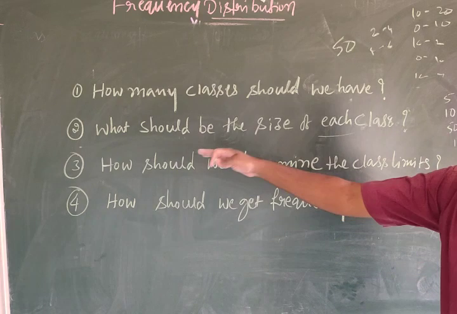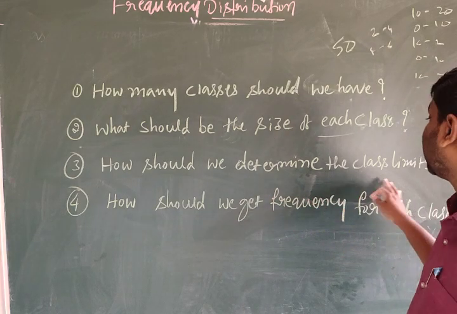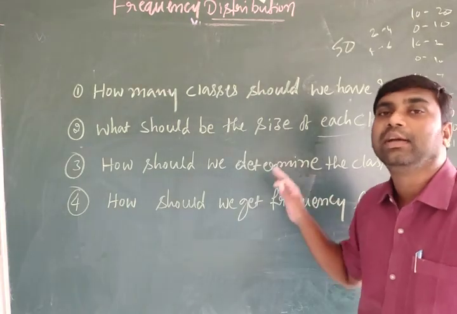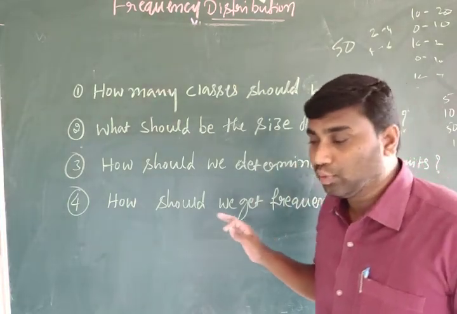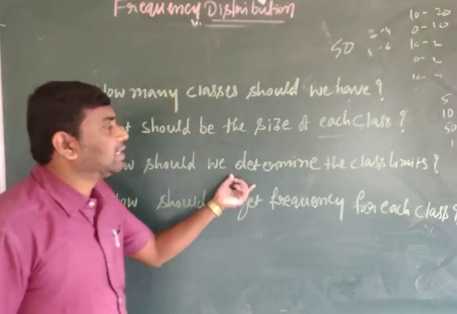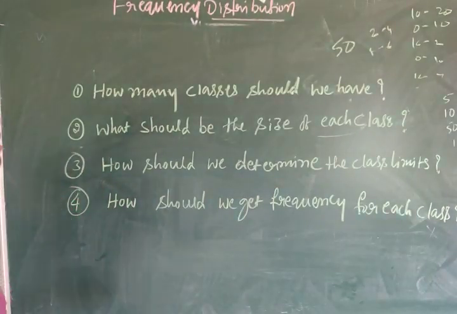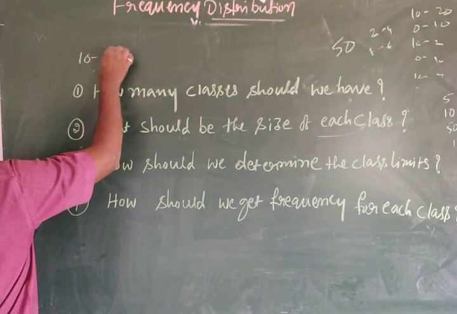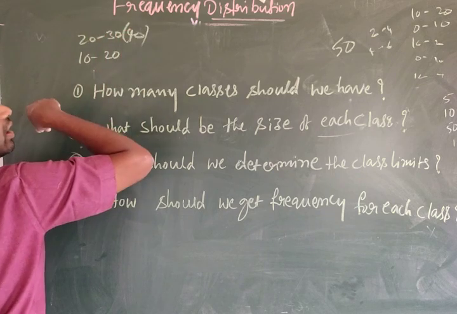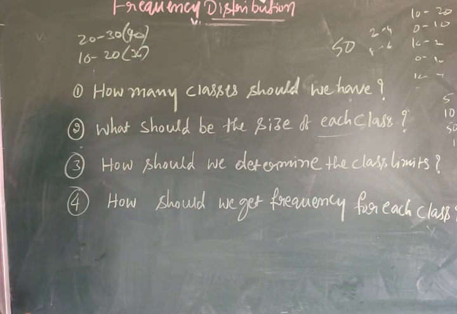Then the third important question: how should we determine the class limits? We have to identify the answer for this while preparing the frequency distribution. How can we determine the class limits? That is 10 to 20, 20 to 30. Why is it not 40? Why is it not 30? That is what we have to understand.